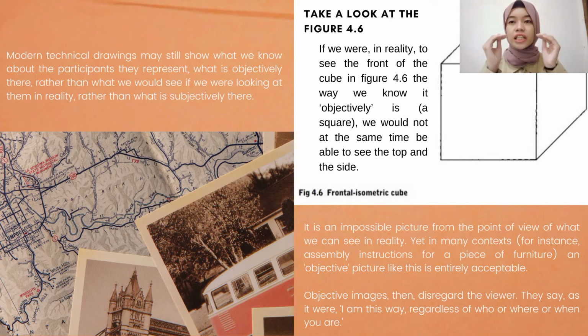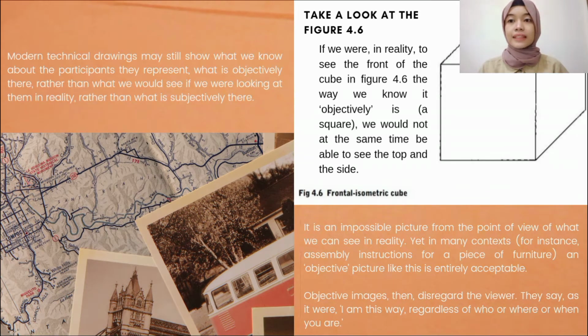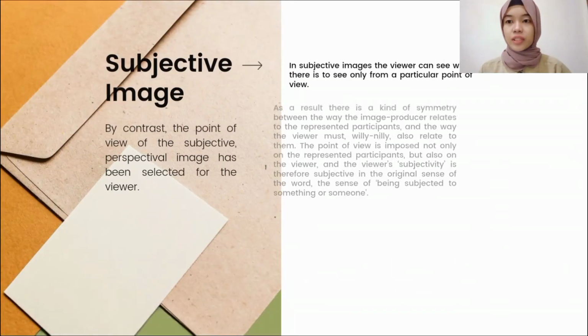side. It is even an impossible picture, or a possible picture of a highly regular hexagon rather than a cube, from the point of view of what we can see in reality. Yet in many contexts, for instance, assembly instruction for a piece of furniture, an objective picture like this is entirely acceptable. Next slide, we have the subjective image.